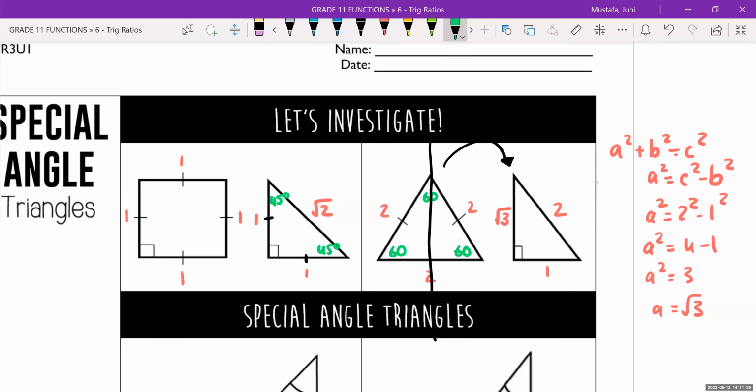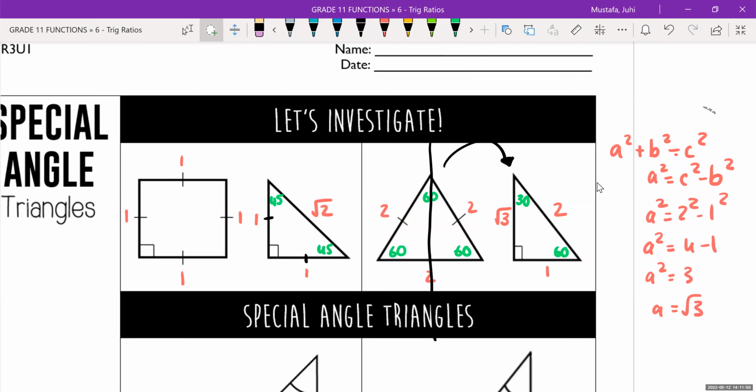Okay, now let's talk about the angles. Well, the 60 degrees doesn't change. That's still going to be 60. And then if you take 60 and you divide it into 2 parts, you're going to end up getting 30 degrees over here. So this is your 30-60-90 degree triangle, and the side lengths are 1, 2, and root 3.